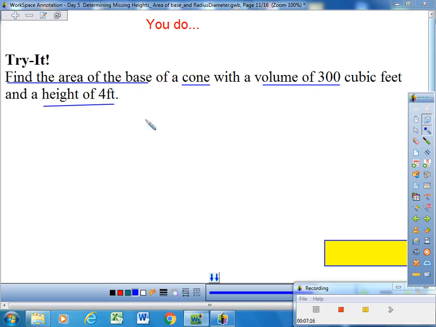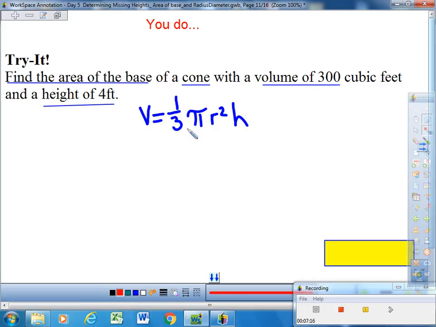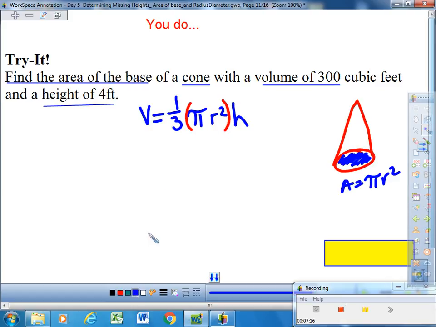So for the cone, your volume is 1/3 pi r squared h. And remember, area of the base, if you think about the cone, this is the base right here. Here's my area. So it's still a circle. My area equals pi r squared. So I want to think of this pi r squared as one variable.